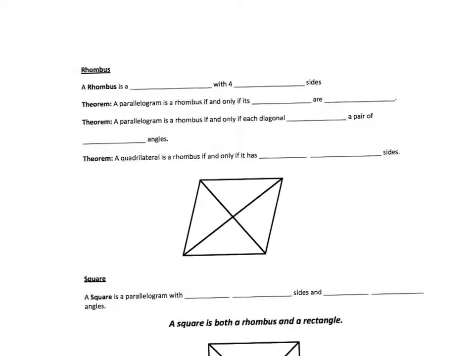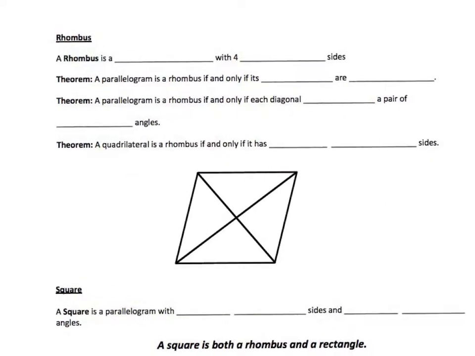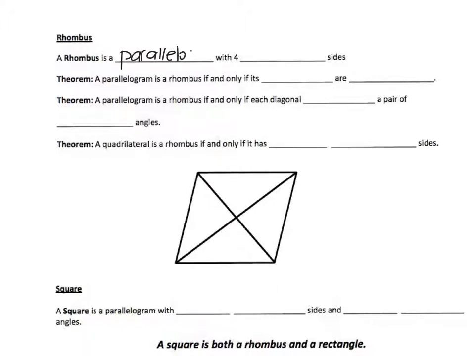Next, we're going to talk about a rhombus. And a rhombus is a parallelogram with 4 congruent sides. So again, because it is a parallelogram, it has all of the same properties as a parallelogram, with the additional property that all of its sides are congruent.